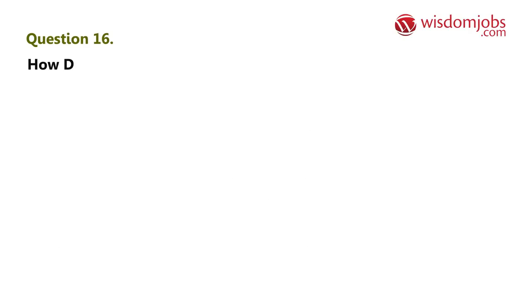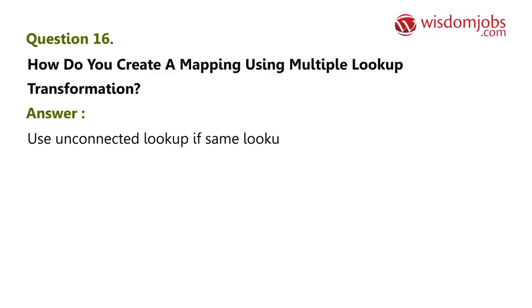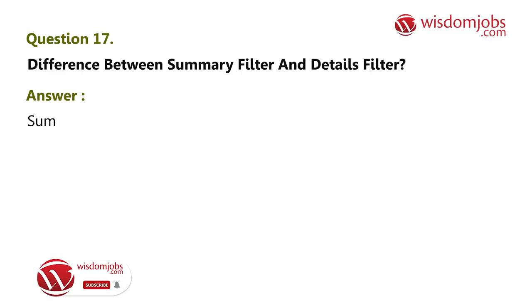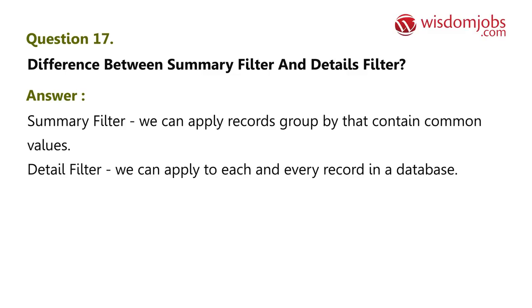Question 16. How do you create a mapping using multiple lookup transformation? Answer. Use unconnected lookup if the same lookup repeats multiple times. Question 17. Difference between summary filter and detail filter? Answer. Summary filter, we can apply to records grouped by common values. Detail filter, we can apply to each and every record in a database.